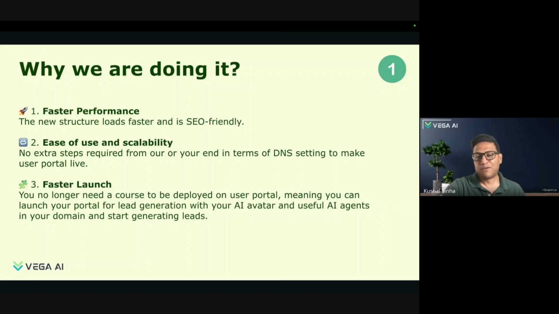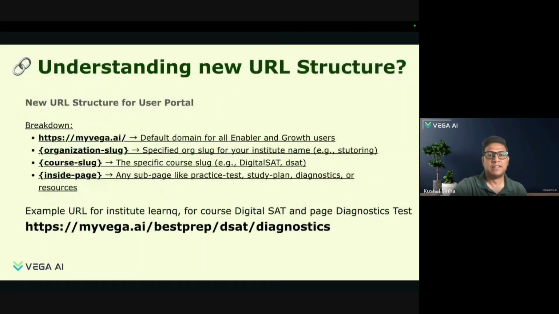You could probably just launch with your avatars and some useful agents. Let's say you are counseling kids, so maybe you build something like a college counselor agent, or an agent to guide them through what major they should pick. If you build some of those useful agents, even without building a course, I think you can launch your portal, and as you're building courses, you can keep adding those as well.